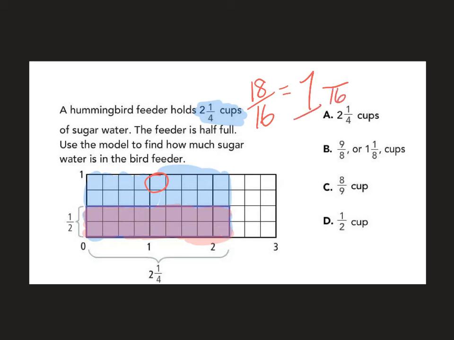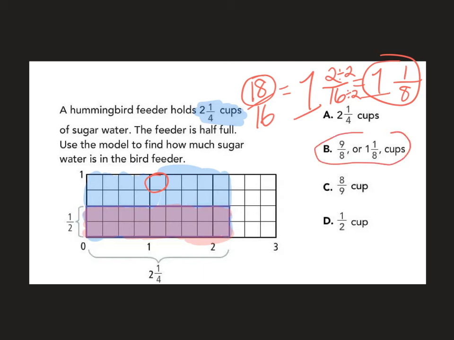Well, what's left over if I pull 16 out of the 18? 2. So 1 and 2/16. But I have to simplify the 2/16, don't I? Well, what number goes into both 2 and 16 besides 1? 2. 2 goes into 2 once, so I'm dividing both of these by 2. And 16 divided by 2 is 8. So I filled in 1 whole cup and 1/8. Let's see if that is one of our answers. Yes, it is, right here. They had 9/8, but then they simplified it to 1 1/8, which is what we got.